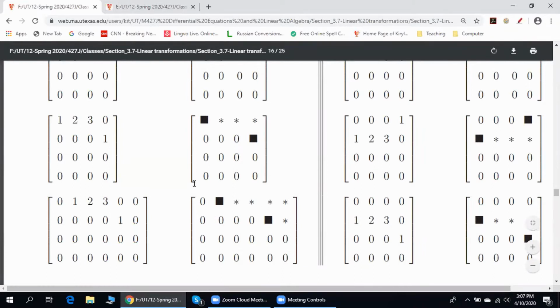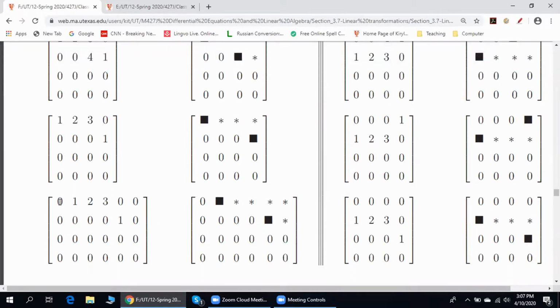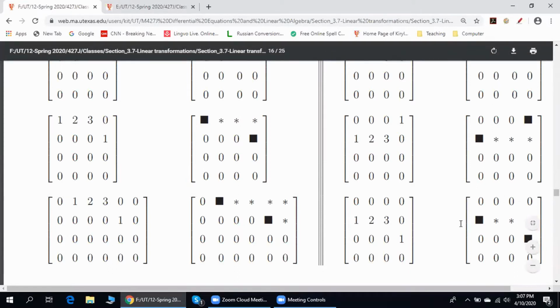Lastly, sometimes we start with one or more zero columns. This is an echelon form. So we can have a zero column on the front, on the back, on the bottom, but we cannot have a zero row on the top. This is not an echelon form.